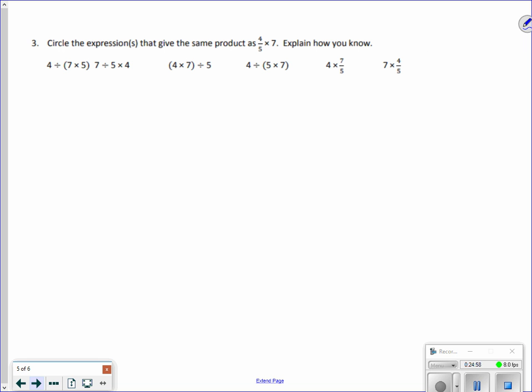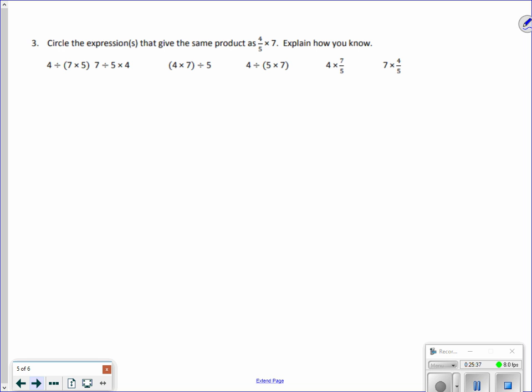Okay, now this problem is a little bit different. You see that it's not asking you to write an expression. What it's asking you to do is circle the expressions that give the same product as 4/5 times 7. Explain how you know. For me personally, because sometimes I don't trust myself, I would solve all of them. I would show my work.